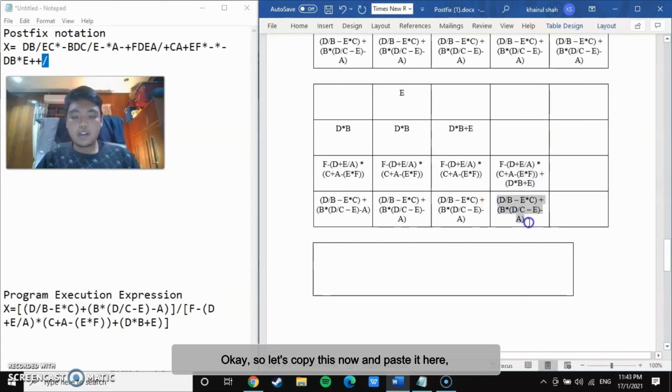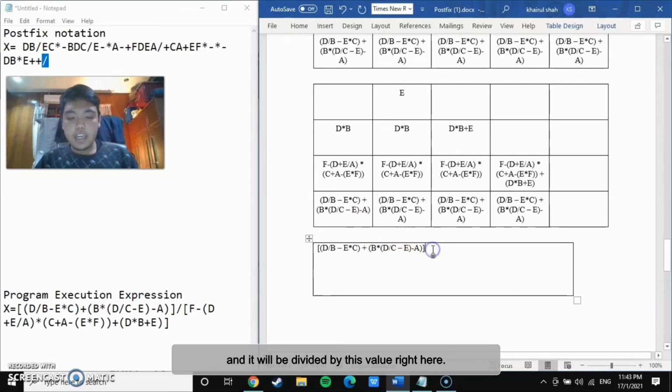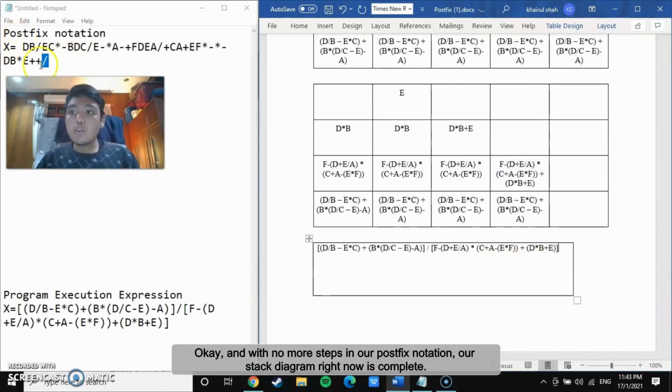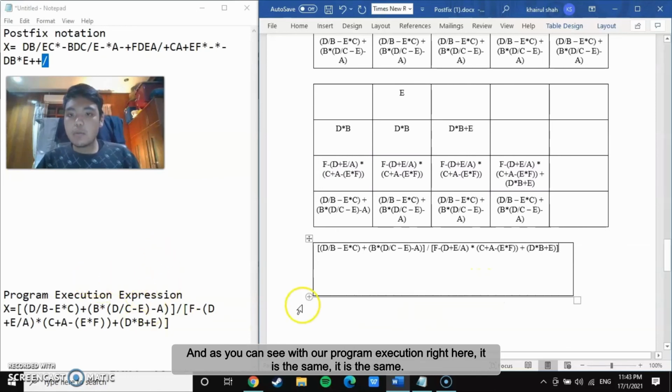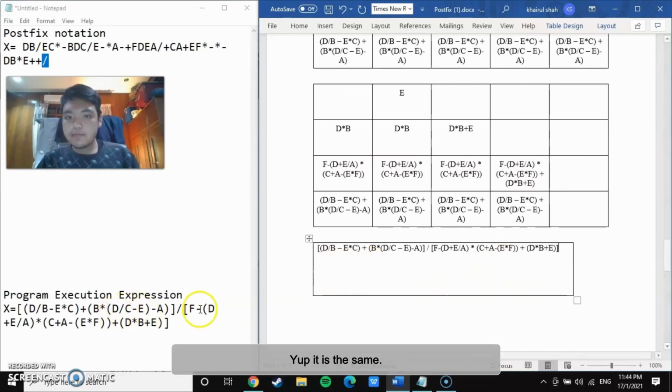Okay, so let's copy this down, put this here. And it will be divided by this value right here. Okay, and with no more steps in our postfix notation, our stack diagram right now is complete. And as you can see with our program execution right here, it is the same. Yep, it is the same.